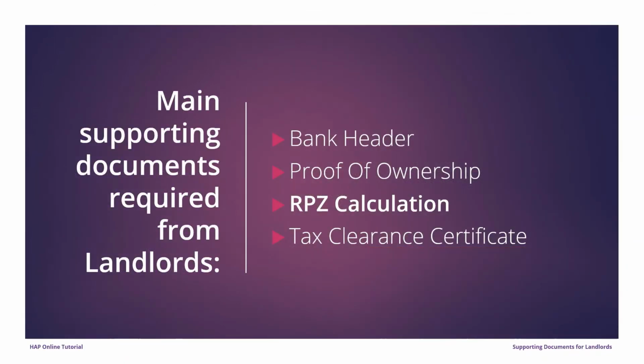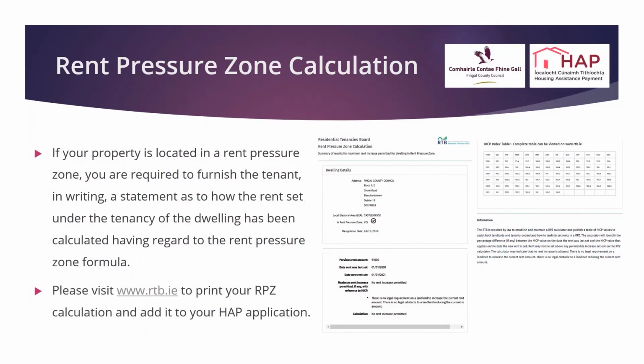The RPZ statement. All residential rental property in Dublin and most surrounding areas is in a rent pressure zone. When you initially let your property for the first time, the rent was set for that property. Any increase of this initial rent must adhere to the rent pressure zone rules. In July 2021, the rules now state that rents cannot be increased by more than general inflation as recorded by the Harmonised Index of Consumer Prices.